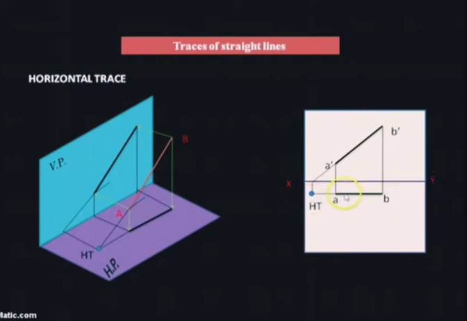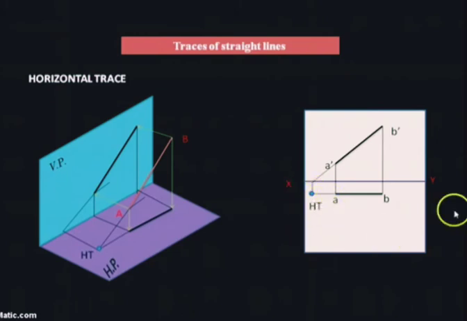When you extend this top view, the top view and this vertical line intersect at a common point, and that common point is the required horizontal trace. Remember again, after drawing the projections we need to extend the front view. When we extend this front view line it will intersect on the xy reference line. From this we need to draw a vertical line. After drawing the vertical line we need to extend the top view of the line. These two lines intersect at a common point, and that point is called the horizontal trace.